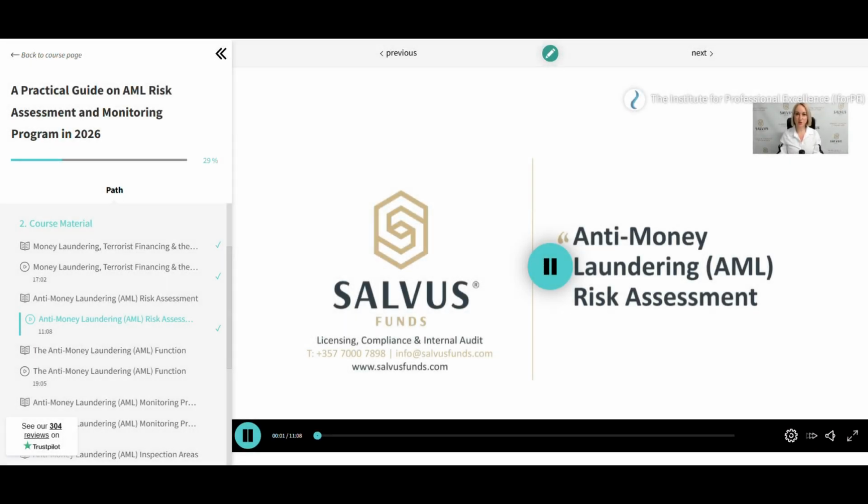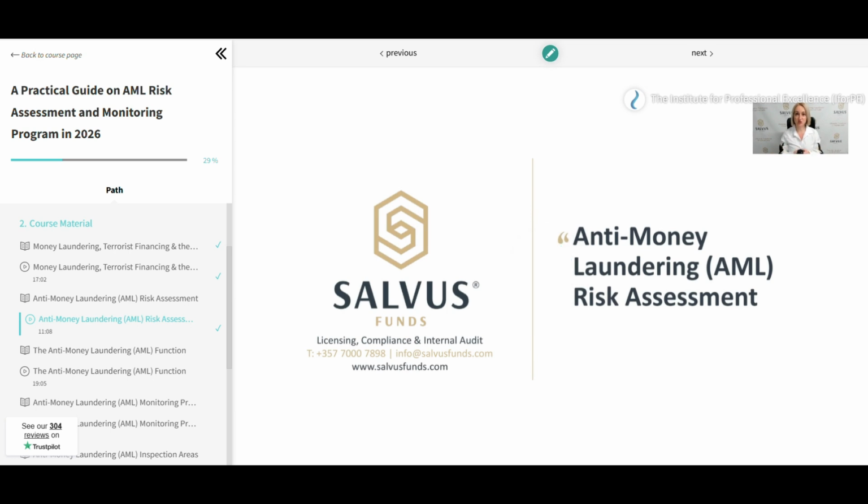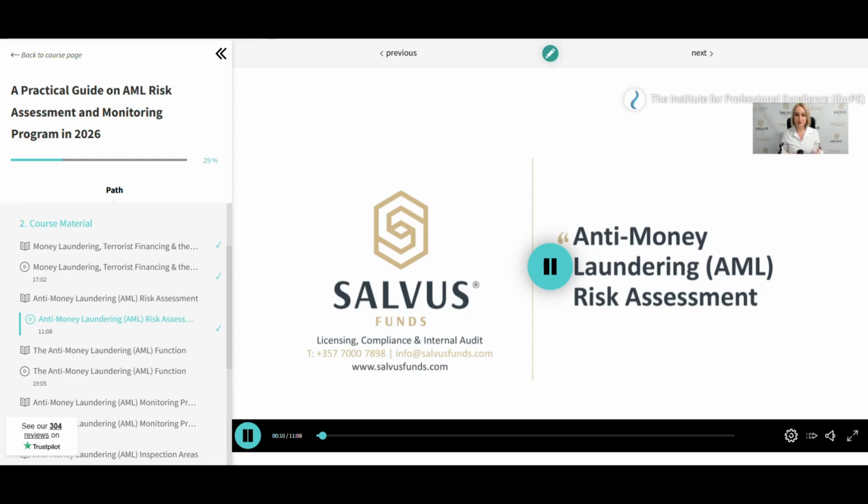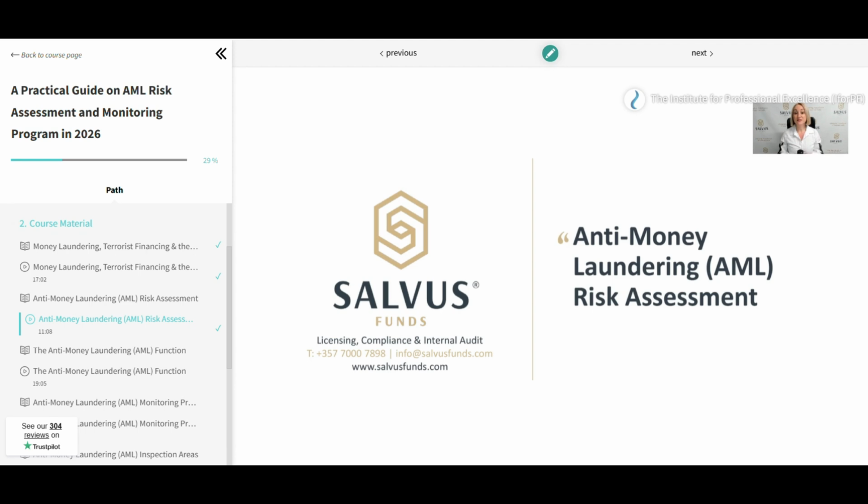Welcome to this section of the course, Anti-Money Laundering Risk Assessment. In the previous section, we introduced money laundering, terrorist financing, and the AML framework. Now we will take the next step and focus on the AML risk assessment itself. This is a very important part of the AML framework because it helps the AML function understand where the main risks are, how resources should be allocated, and how monitoring should be structured.